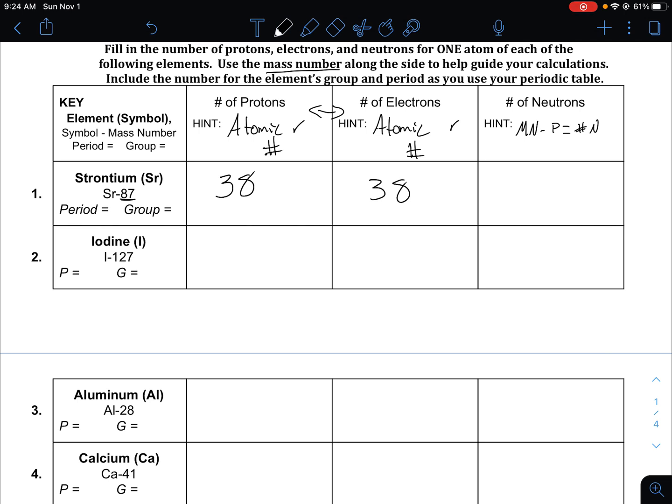Okay, now thinking about strontium and trying to figure out my number of neutrons, it says mass number minus protons equals neutrons. So I have mass number, which is 87. I need to subtract the protons, which in this case is 38. I need to do some math. 17 minus 8 is 9. 7 minus 3 is 4. So my number of neutrons is 49. So 38, 38, 49. Now we're not done.